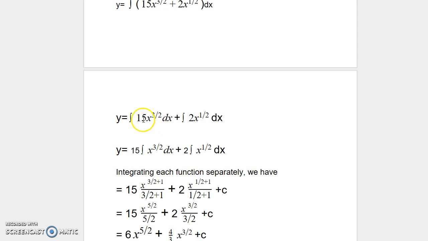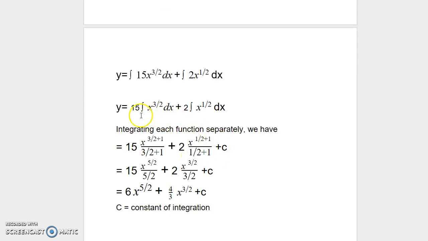Now, since we have some constant terms, we're going to pull those outside of the integration process. Y is equal to 15 times the integral of x to the power of 3 over 2 dx plus 2 times the integral of x to the power of 1 half dx, like that. Now we are ready to integrate each one of these functions separately.